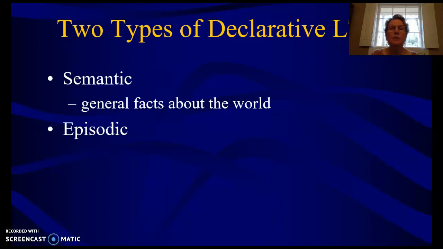This is divided into two types, semantic memory and episodic memory. Now, semantic memory is just kind of general facts about the world, knowing who the President of the United States is, knowing what date it is, what's going on in the world. Episodic is personal memory. So remembering what you had for dinner last night, remembering a family occasion, okay?